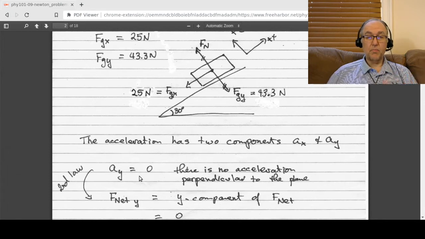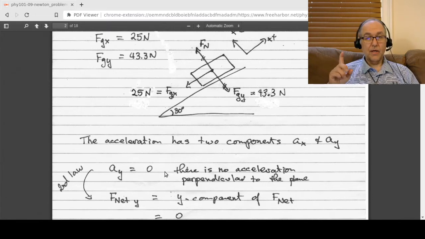If there were an acceleration perpendicular to the inclined plane, either the box would be lifting up off of the inclined plane or it'd be digging into it. And neither of those things happens. The motion is purely along x. So Ay, the acceleration along the y direction that is perpendicular to the plane, must be zero.